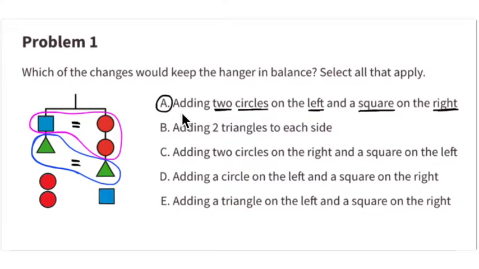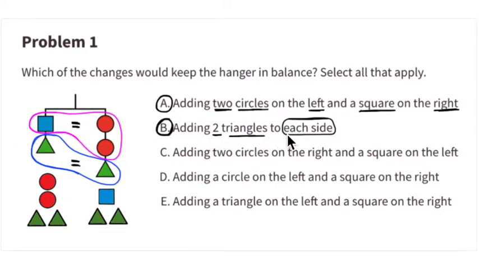In the first case, it says adding 2 circles on the left side and a square on the right side. Well, up here you have a square on the left side, and that's equal to 2 circles on the right side because these triangles are equal, so you can remove those and the hanger will remain balanced. So 1 square is equal to 2 circles. So if we add those 2 circles on the left side, it's still going to be balanced as long as we add 1 square on the right side. So A works.